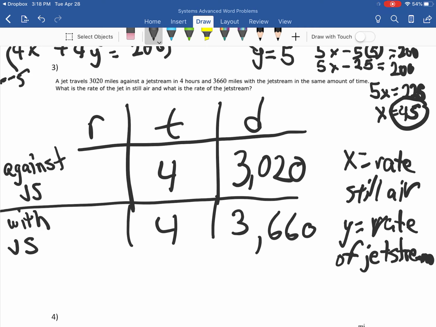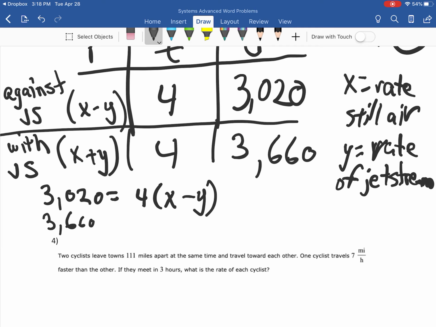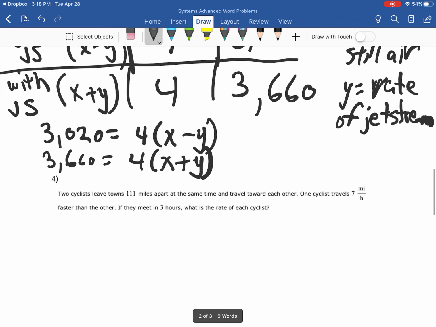Okay. Against the jet stream will slow us down because we're fighting it. So that's going to be X minus Y. With the jet stream, it's going to speed us up. So that's going to be X plus Y. And your system here is going to be 3,020 equals 4 times (X minus Y), and then 3,660 is equal to 4 times (X plus Y).